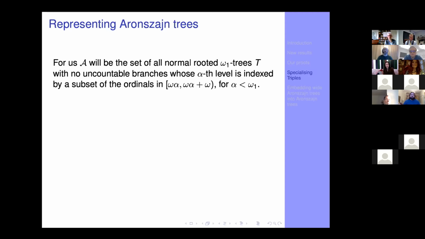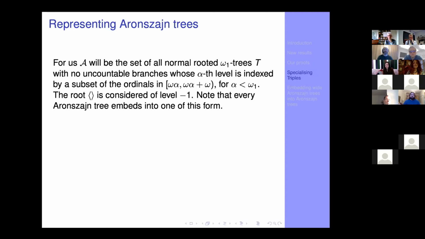And let me also introduce a shorthand. I call the height of a countable ordinal the unique block of this type to which this countable ordinal belongs. And the root, we will consider it to have level -1. So note that every Aronszajn tree embeds into one of these forms, so we can just work with such Aronszajn trees.